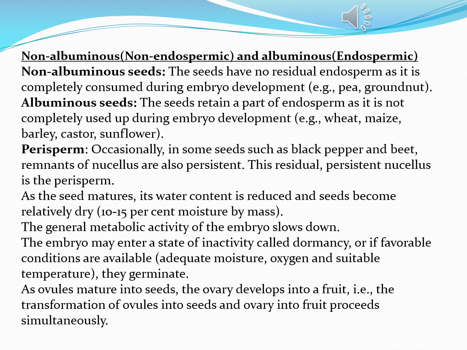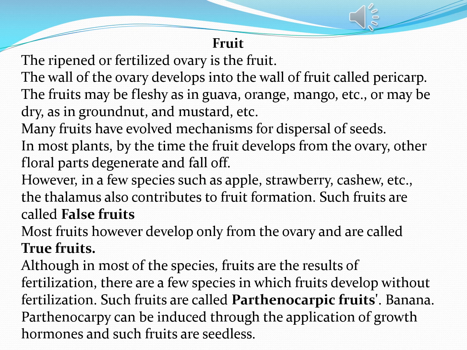As ovules mature, into what? After fertilization, ovules become seeds, and ovaries develop into a fruit. In this slide, we are focusing on the fruit. Now what does fruit mean? A fruit is a ripened ovary or fertilized ovary.